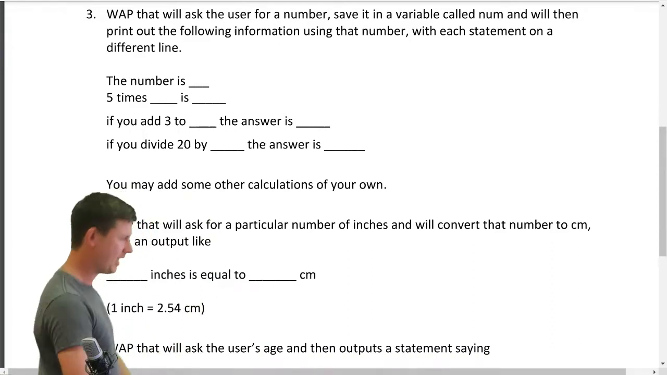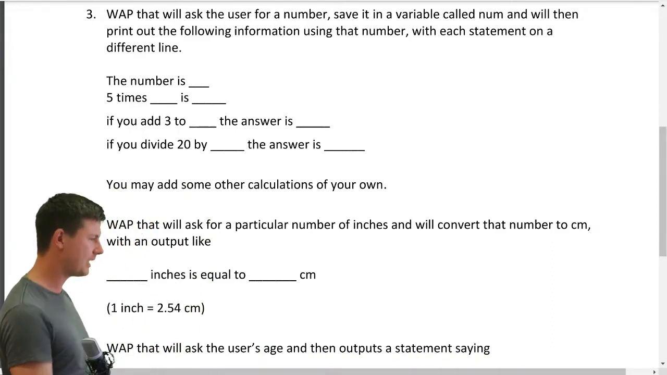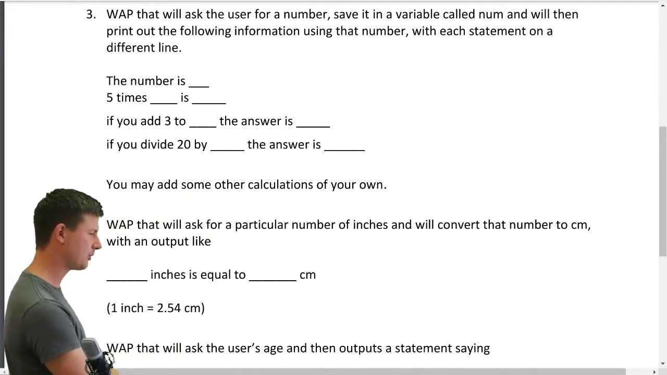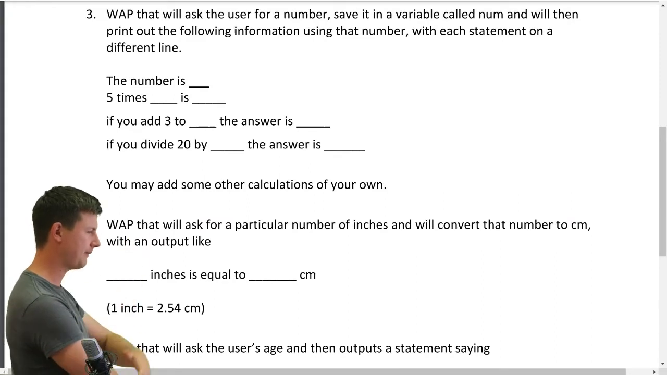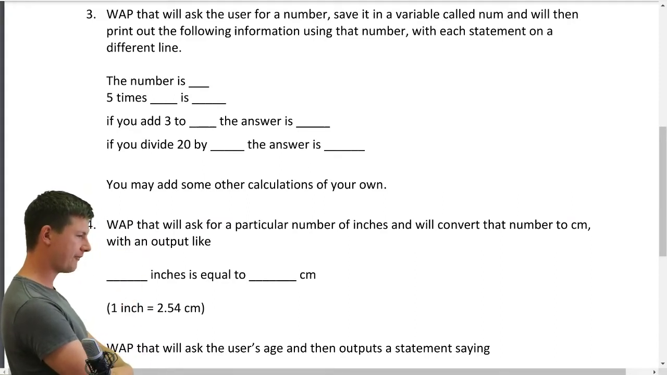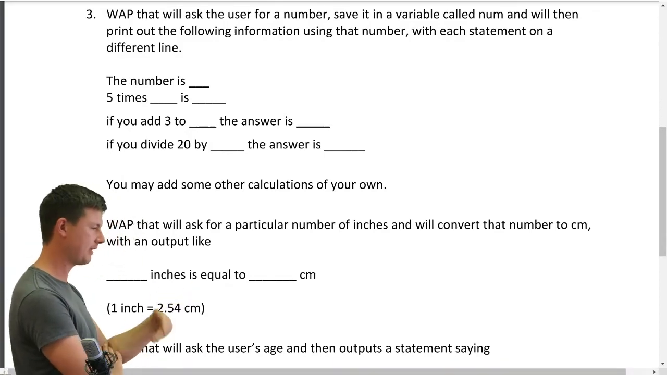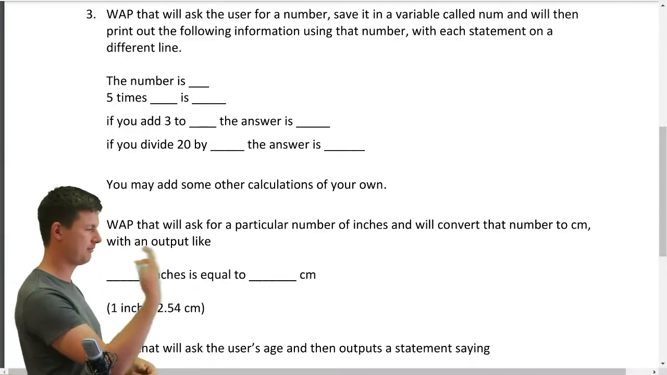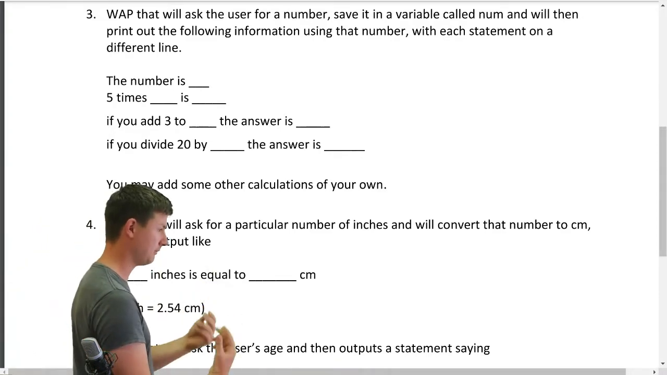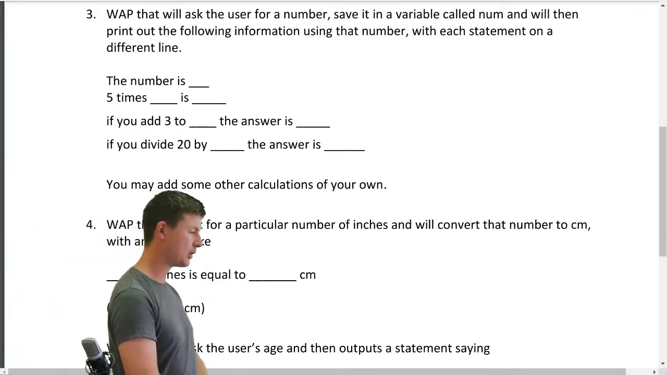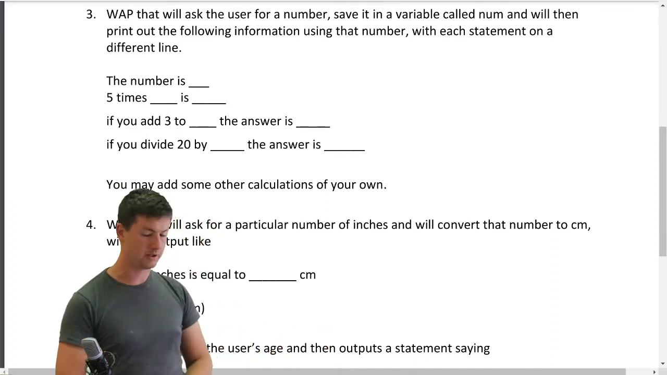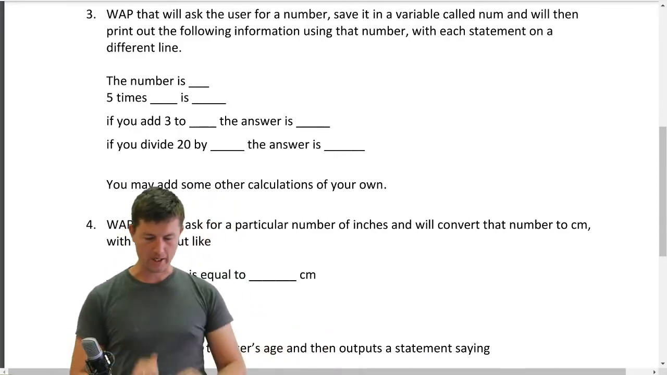Okay. Write a program that will ask the user for a number, save it in a variable called num. We know how to do that. And then print out the following information using that number with each statement on a different line. The number is something, 5 times the number is, if you add 3 to num, the answer is, if you divide 20 by that, the answer is.